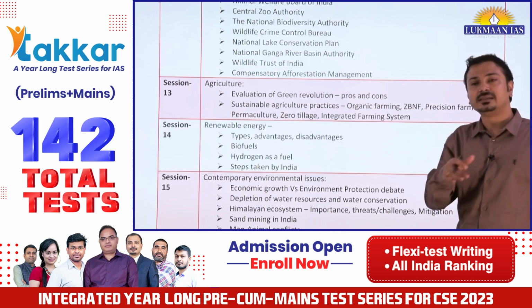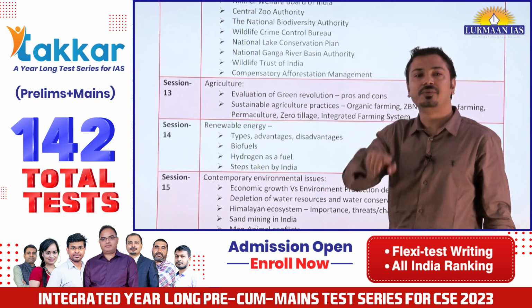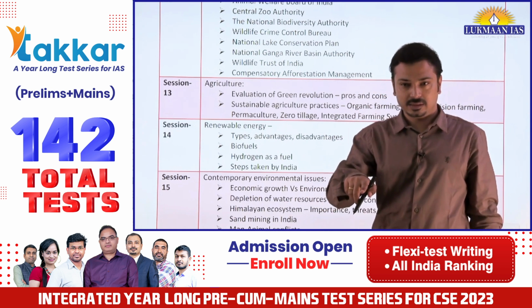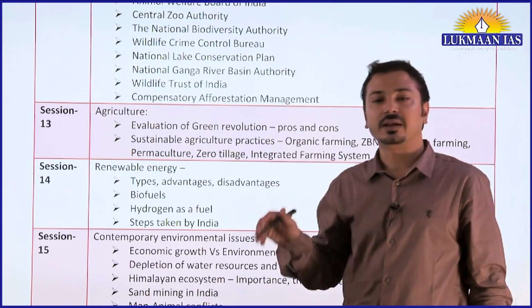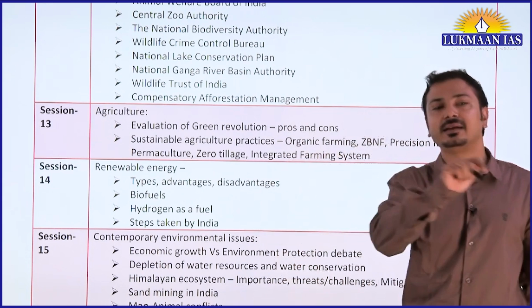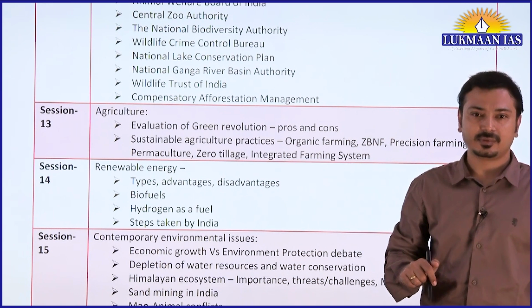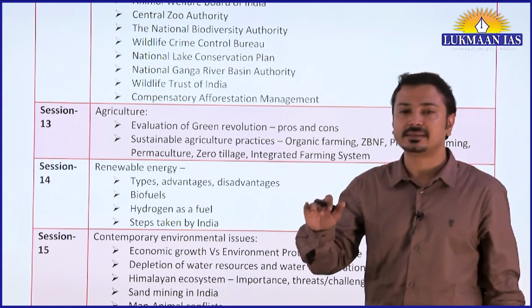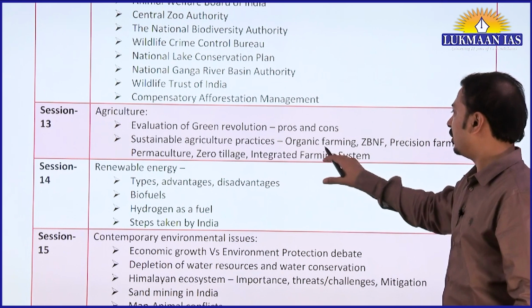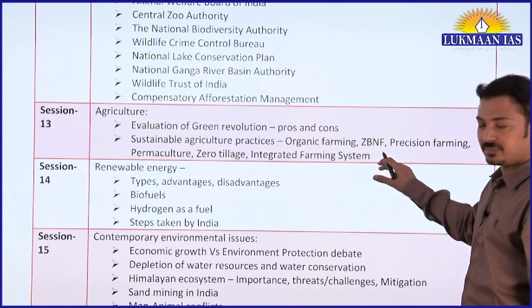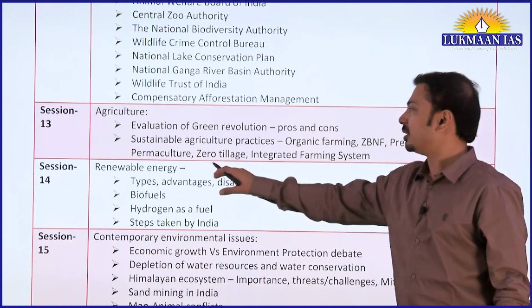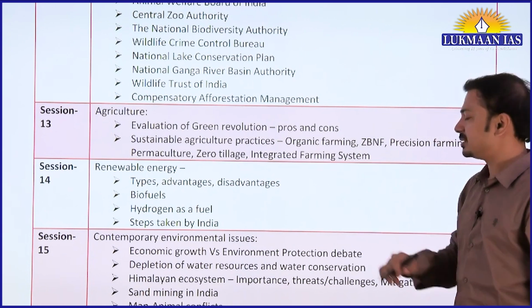Then nowadays, especially in the last 3-4 years, every year UPSC asks one or two questions on eco-friendly or ecologically sustainable agriculture practices. तो इसलिए हमें ये सारे practices के बारे में जानना है. Organic farming, zero budget natural farming, precision farming, permaculture, integrated farming system.